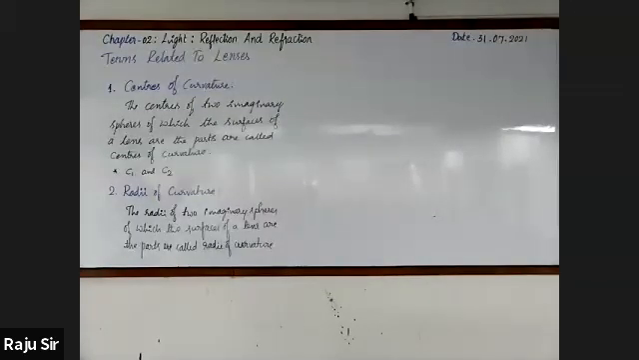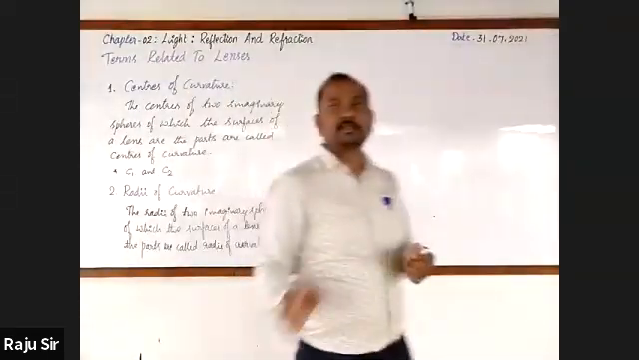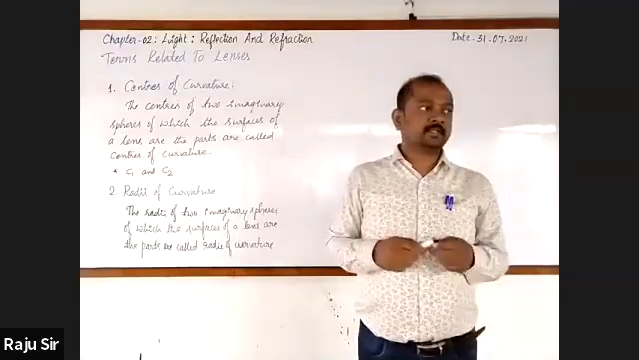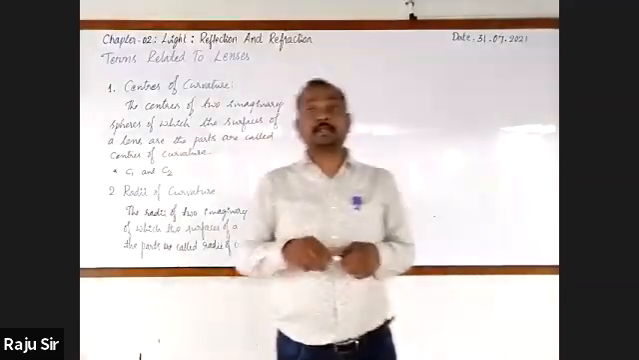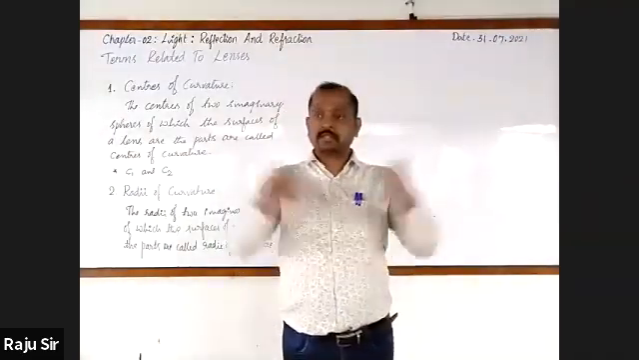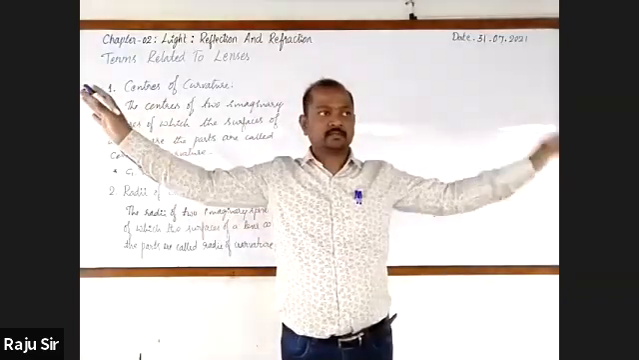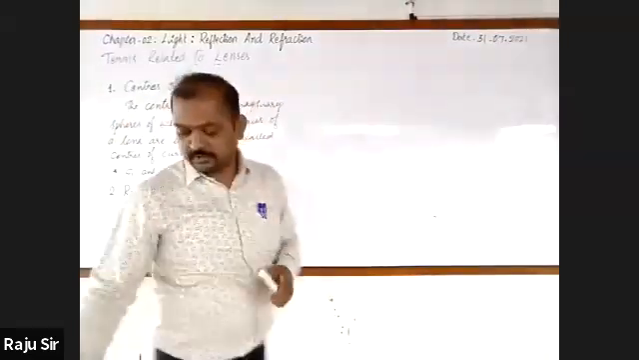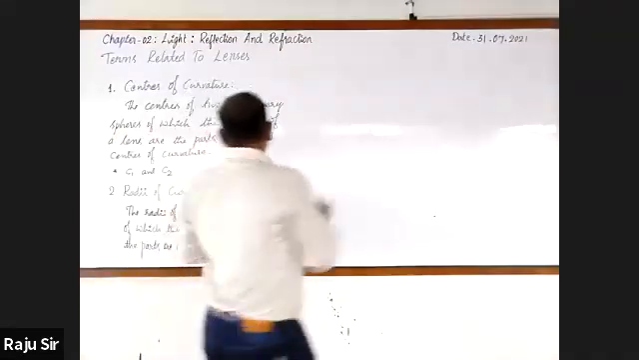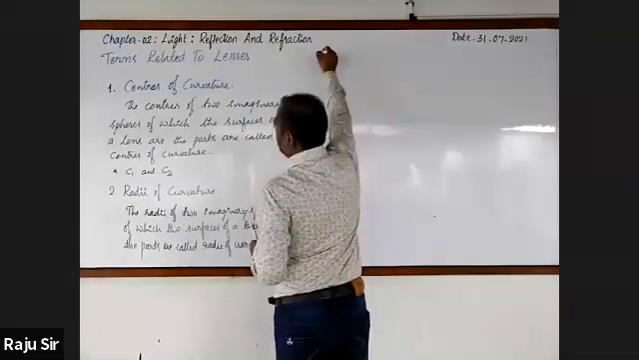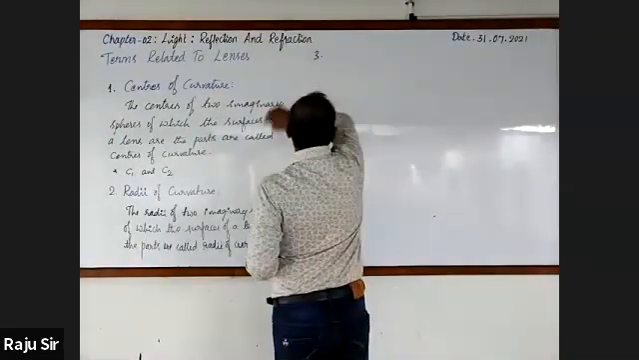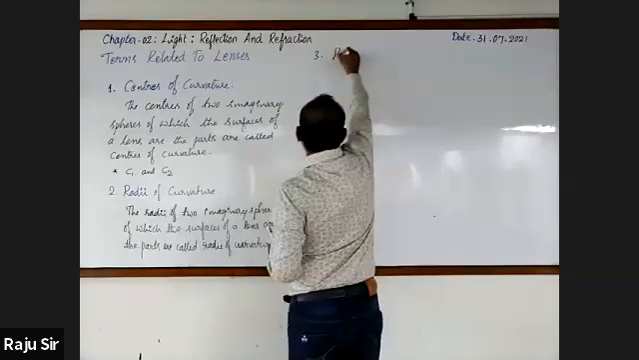What do you call the imaginary line that joins centers of curvature of a lens? Principal axis. So the principal axis can be extended on either side to any distance. There is no limit. Third one, it is principal axis.